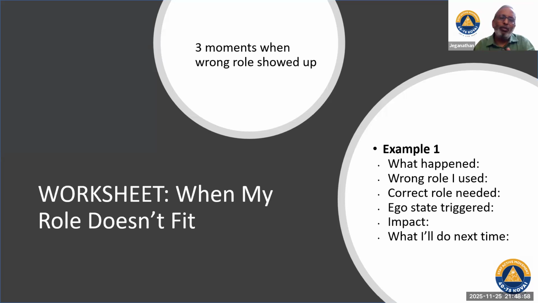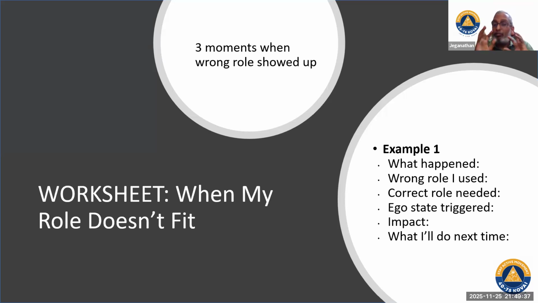So for right now, you can take one moment where the wrong role showed up with you, or you showed up the wrong role. Just go through the following questions which I asked, so that you get into your mind, you do a small analysis. The same method, you use it for your other 2 moments. What happened? What happened in that situation? What was the wrong role you used? What would have been the correct role needed in that particular situation? What would have been the appropriate role in that situation?